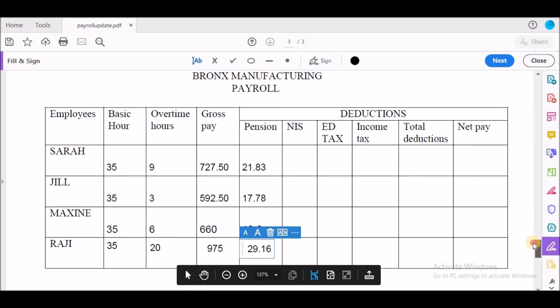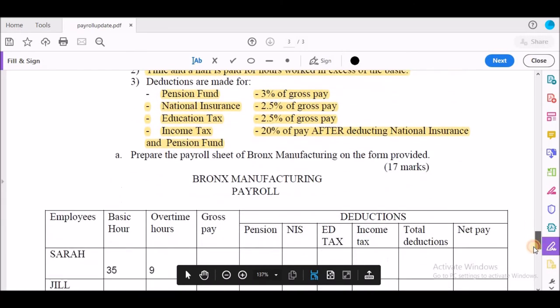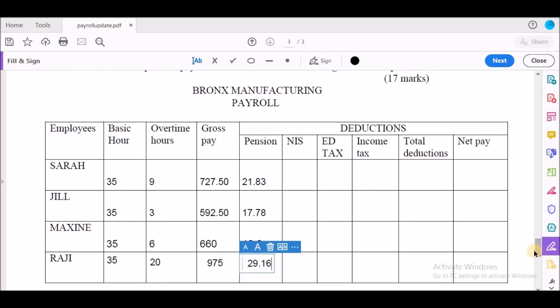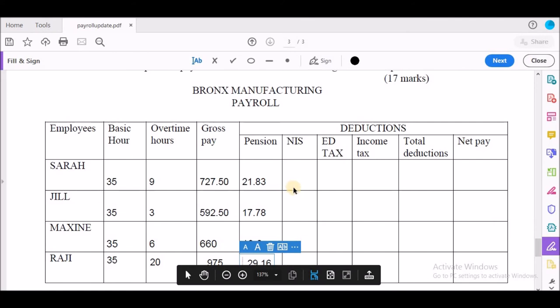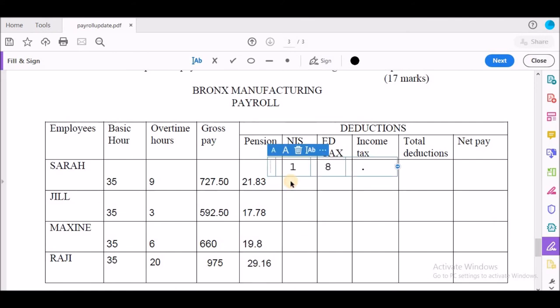So, NIS is 2.5% of gross pay. So, just put in the 2.5, put in the percentage multiplication sign times gross pay, so that's $727.50 because we're working out for Sarah first, and that's going to be $18.19.